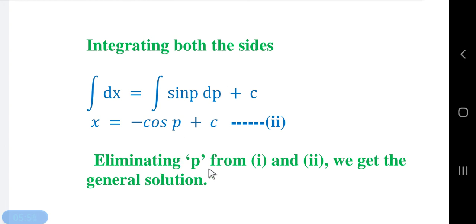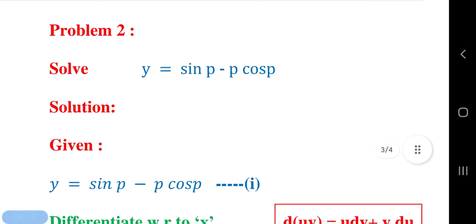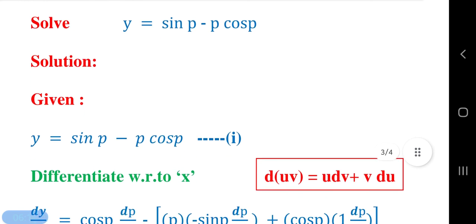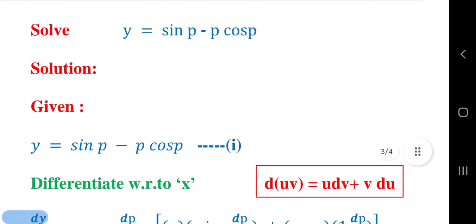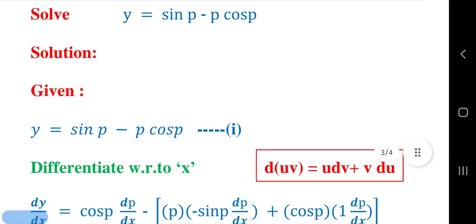Similarly, eliminating p, because we should not have p in our solution, so we should eliminate it. Eliminating p from the given equation 1 and the obtained equation 2, we get the general solution. Here itself we can stop to end the problem. Again I pause my video here to write down in your note, so you can copy it down. You can pause here and you can write.